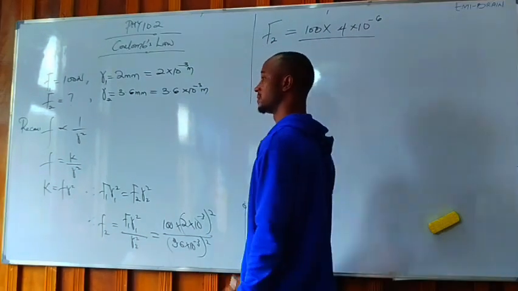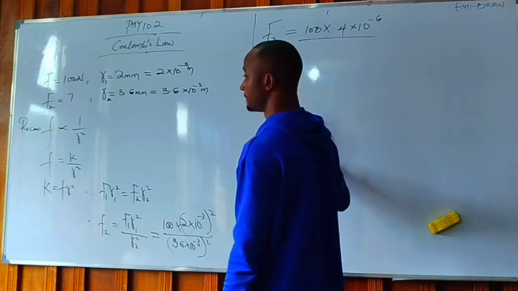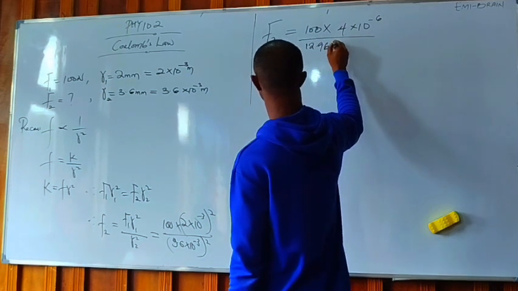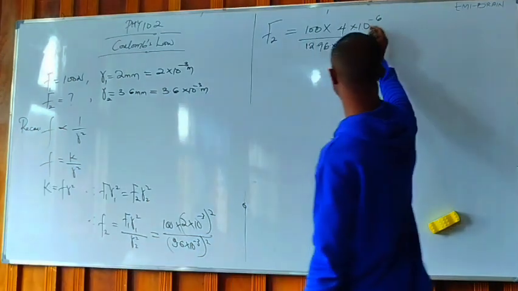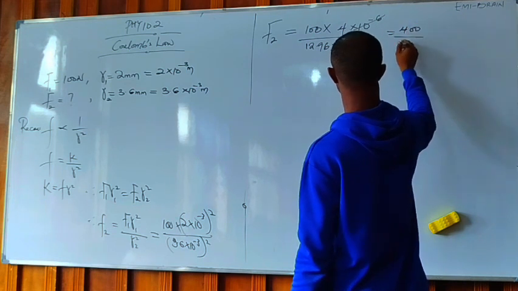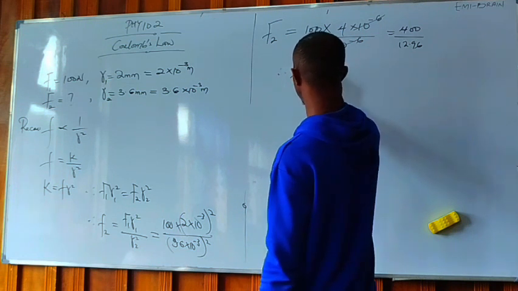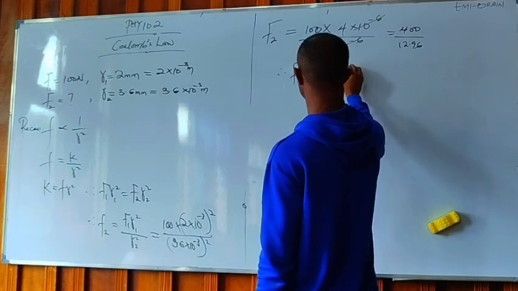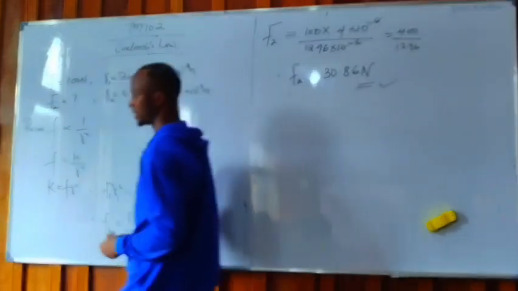3.6 squared is what? 12.96 times 3 raised to the power of minus 6. Can these two cancel themselves? Yes. What is 100 times 4, over 12.96? Therefore, what is our force? 30.86 Newton. Oh yeah, put this down.